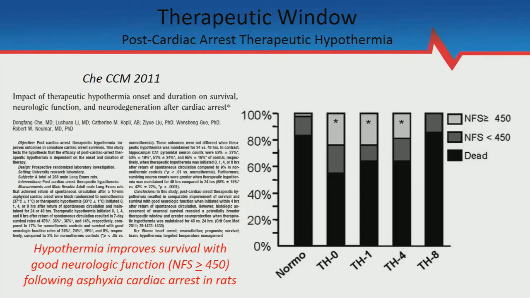So what we saw was that there was a therapeutic window in the rat model. So normothermia, and we had a true normothermia. We controlled their temperature at 37 degrees in the control group. And if you started right away, and achieved target temperature within an hour or within 4 hours, you had a significant number of animals that had survival with good neurologic function. But if you got to target temperature at 8 hours, there was no more treatment effect.